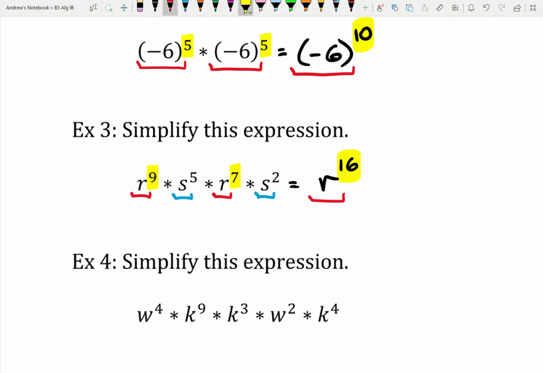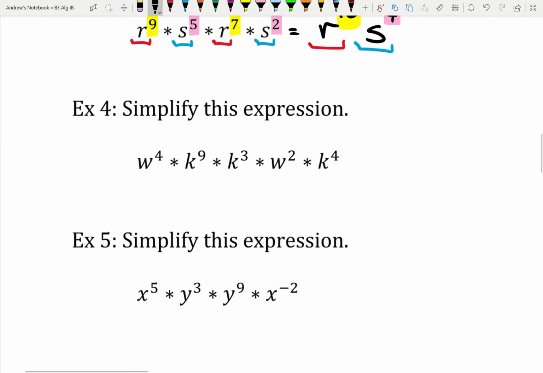After that, I'm taking a look at the S's. And all we're going to do is put them right next to each other. So for the S's, let's choose a different color here. I had 5 that I was multiplying, and then I am now multiplying by 2 more S's. So altogether, I have 7 S's. Hopefully it doesn't seem so bad. It's just matching up the ones and smushing them together when they match.